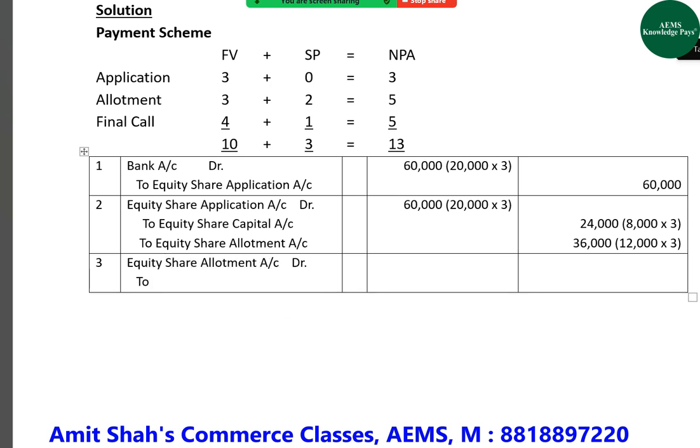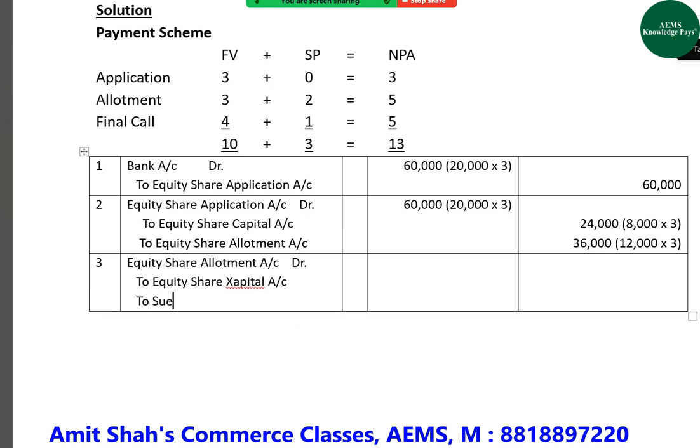Now, equity share allotment account debit to equity share capital account and to securities premium account. The number of shares allotted is 8,000, and on allotment the total amount needed is rupees 5. It means the company requires 40,000 on allotment, out of which 8,000 into 3 will go to capital and 8,000 into 2 will go to premium.